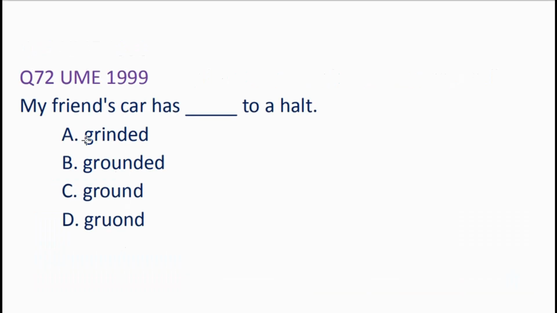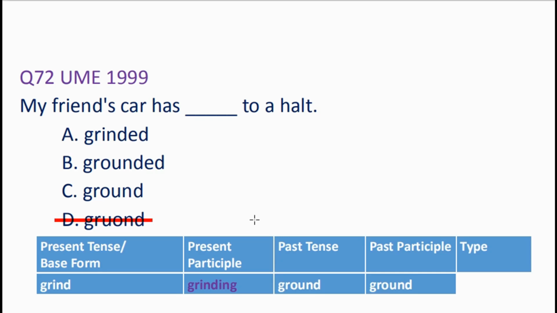This is question 72, UTME 1999. My friend's car has ground to a halt. Grounded. That spelling is not right in option D, so that is not going to be a correct option. So let's see a table on this. What is the past participle of grind? Because we have has, the verb that will follow is going to be in the past participle. That is ground, G-R-O-U-N-D. Option C.